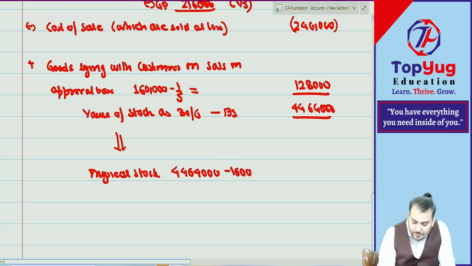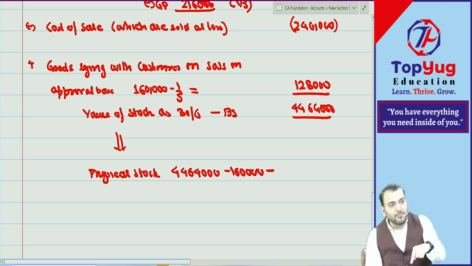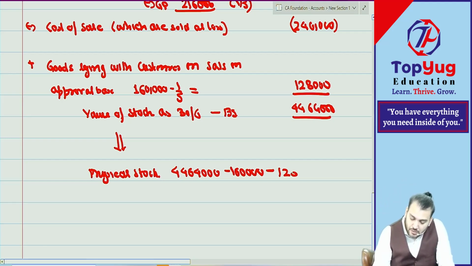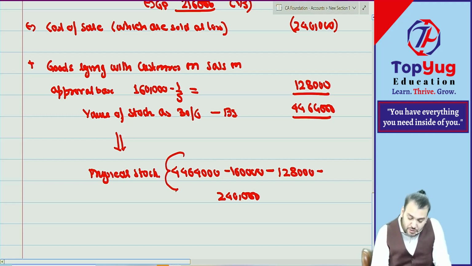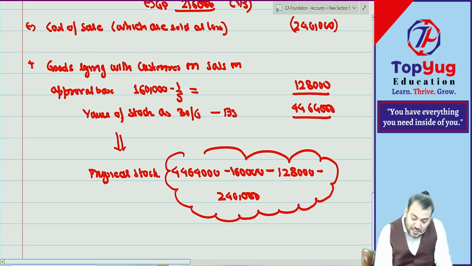Then what? Goods on sale on approval basis, which is lying with the customer, how much? And minus what? Goods on consignment, how much? Minus 2 lakh 40 also. This is also not lying in the premises. So this becomes physical stock available in the premises. So if they ask physical stock as on 30th June, this is the answer.